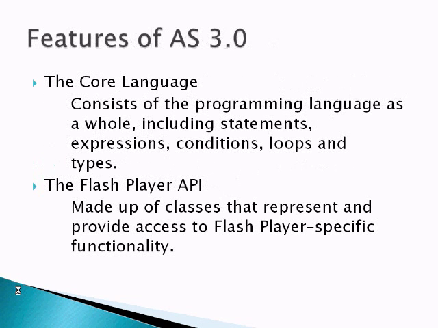Moving on to the features of ActionScript. ActionScript consists of mainly 2 features, one being the core language, which consists of the programming language as a whole, and the second being the Flash Player API, which is made up of classes that represent and provide access to Flash Player specific functionality.